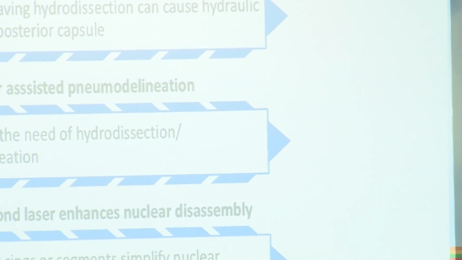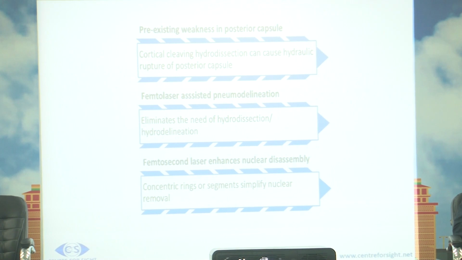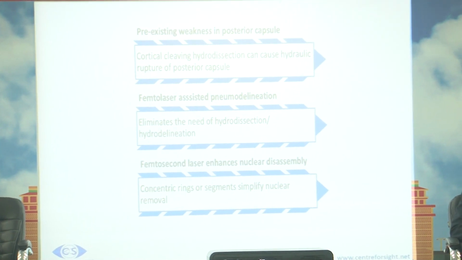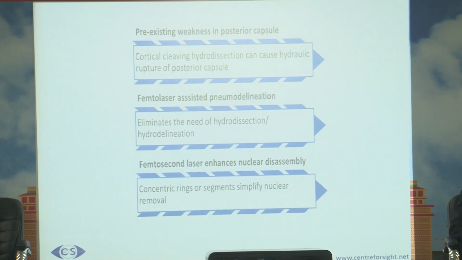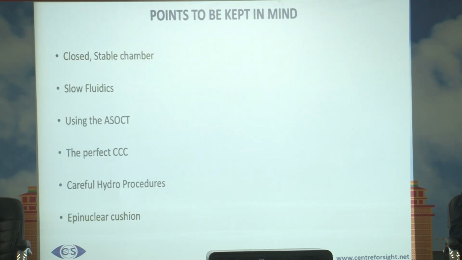Not all of us would have a femtolaser, but I would say this is one of the indications for femtolaser assisted cataract surgery when you are dealing with a posterior polar cataract. Femtolaser assisted pneumodissection precludes the use of hydrodissection in these cases. Therefore the rotation and gentleness of the whole procedure give you a very high safety cushion. With the nuclear disassembly and capsulorhexis done, you can also make concentric rings, which make the nuclear disassembly much simpler.